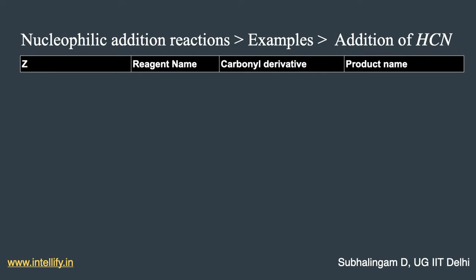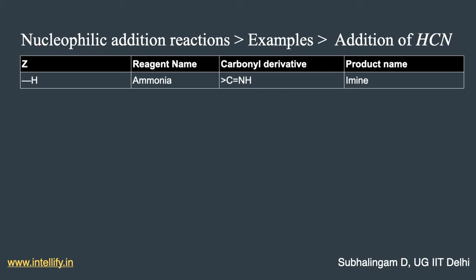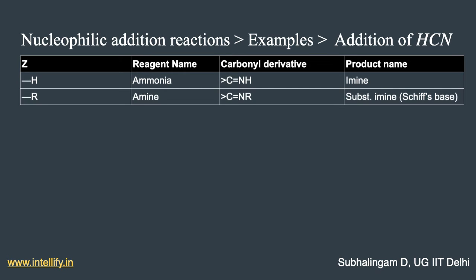So we will see some examples of this reaction where Z is the same Z we've seen in the last slide, NH2Z. We will see what the reagent name is, then we will see what the carbonyl derivative is that we get, and we will name the product after that. So first, Z is H, that is called ammonia because H2NH is NH3. And the carbonyl derivative I get is C=NH and it's called imine.